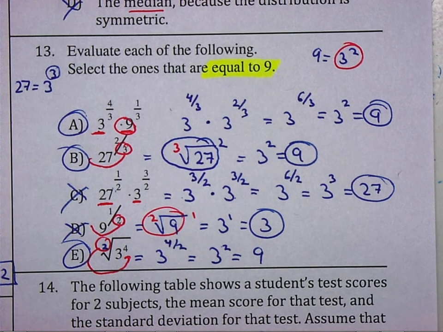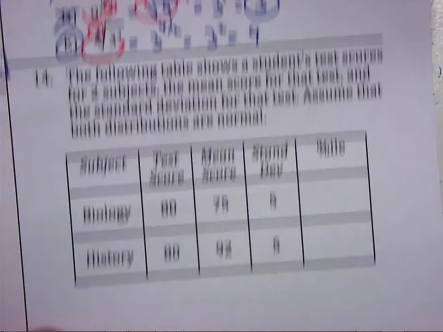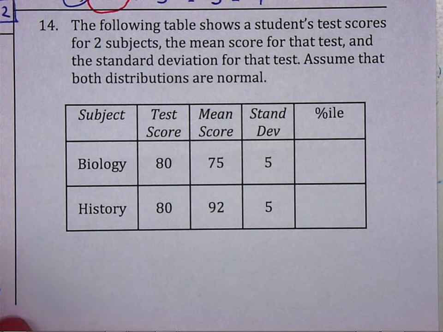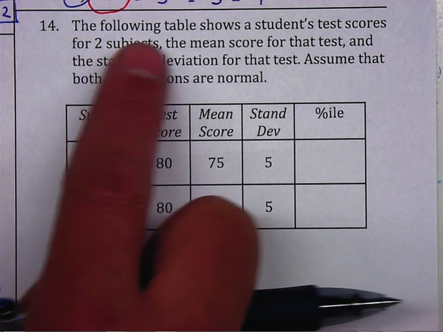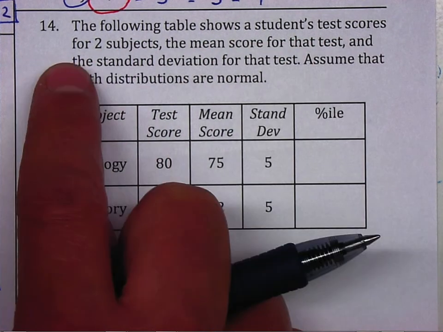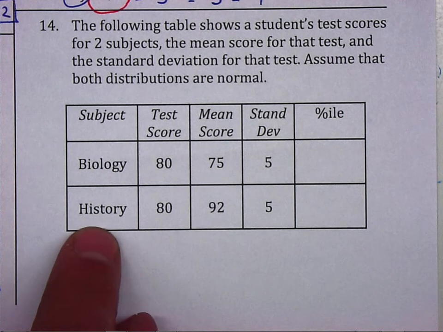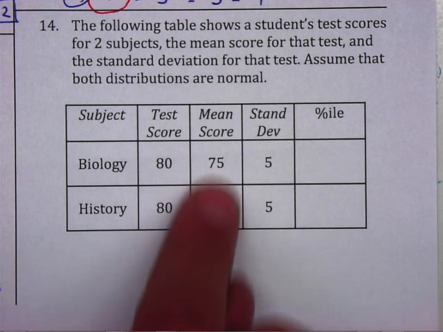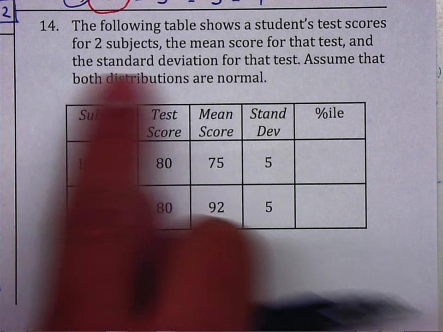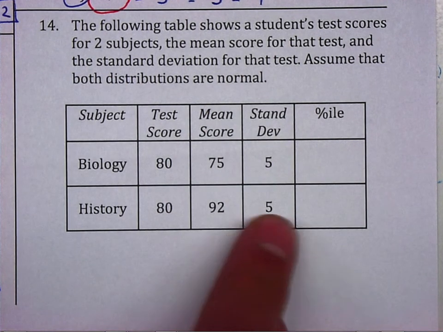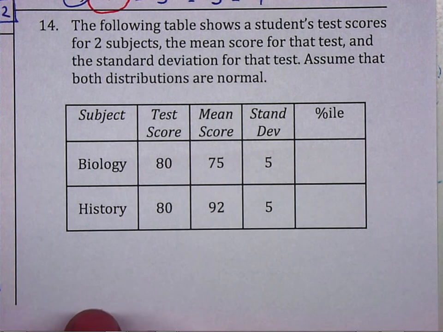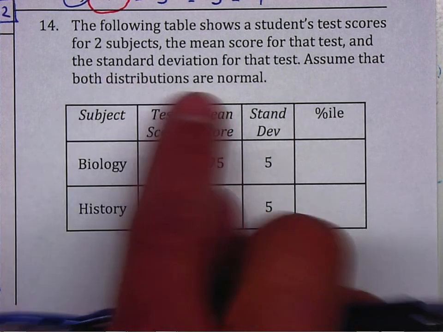And the last one that we are working together is number 14. The rest of the packet, you guys will be doing by yourselves or in groups. The following table shows the students' scores for 2 subjects, biology and history. They give you the mean score for the test and the standard deviation. Now remember, the standard deviation will tell how spread out the numbers are. And we are assuming that both distributions are normal.